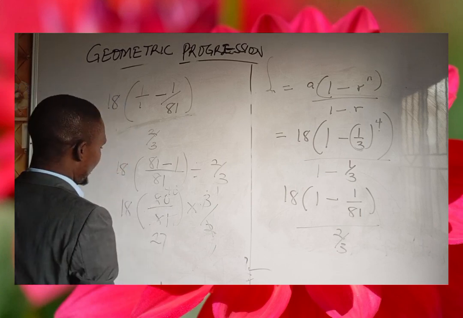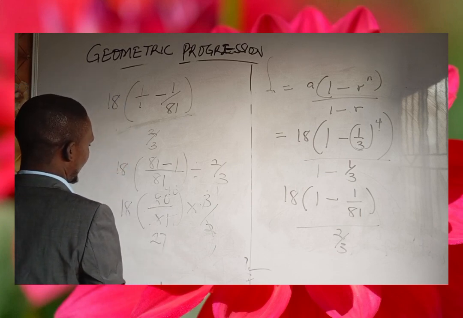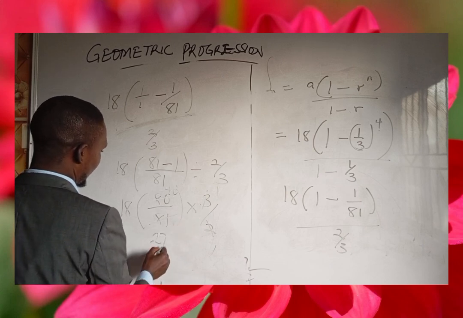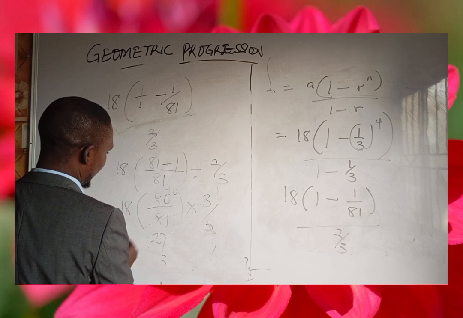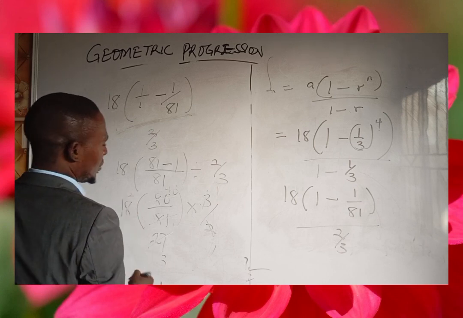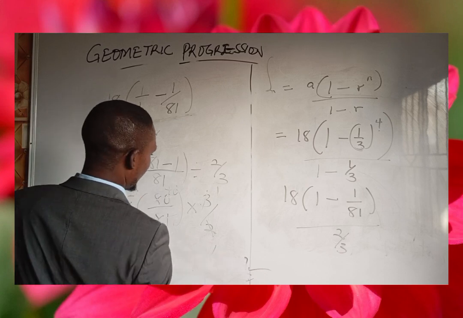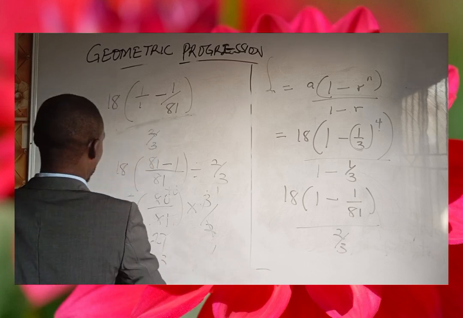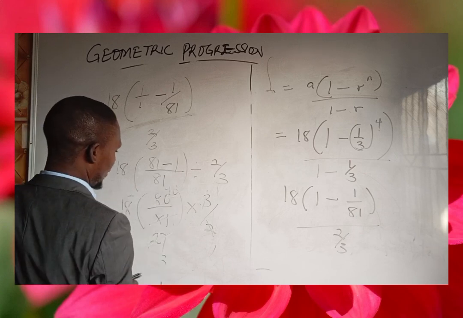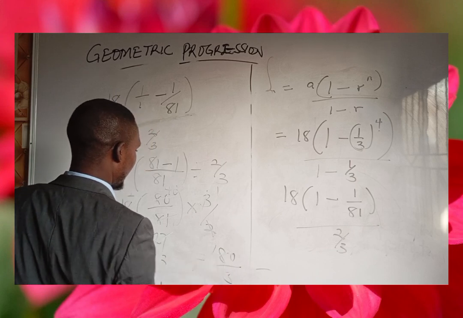So we now have, 9 can kill this 27. 9 here is 3, 9 here is 2. So we now have 2 times 40. 2 times 40 is 80. So we have 80 divided by 3.